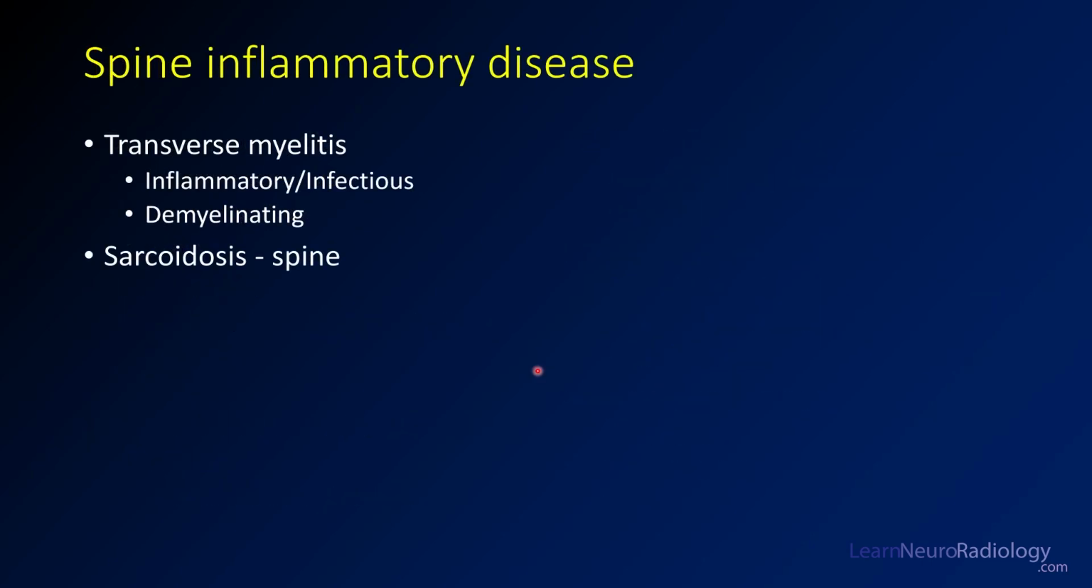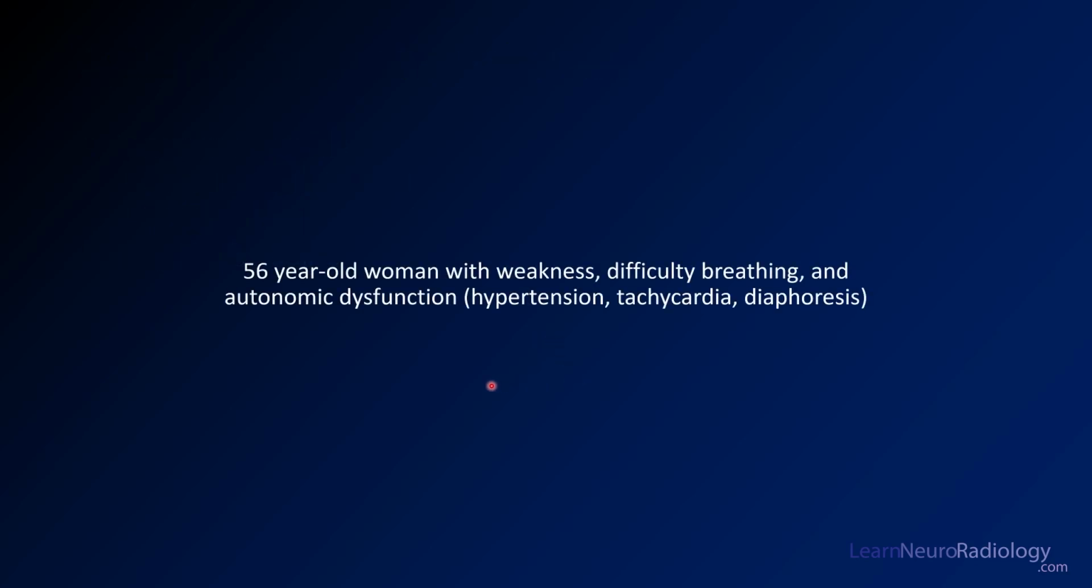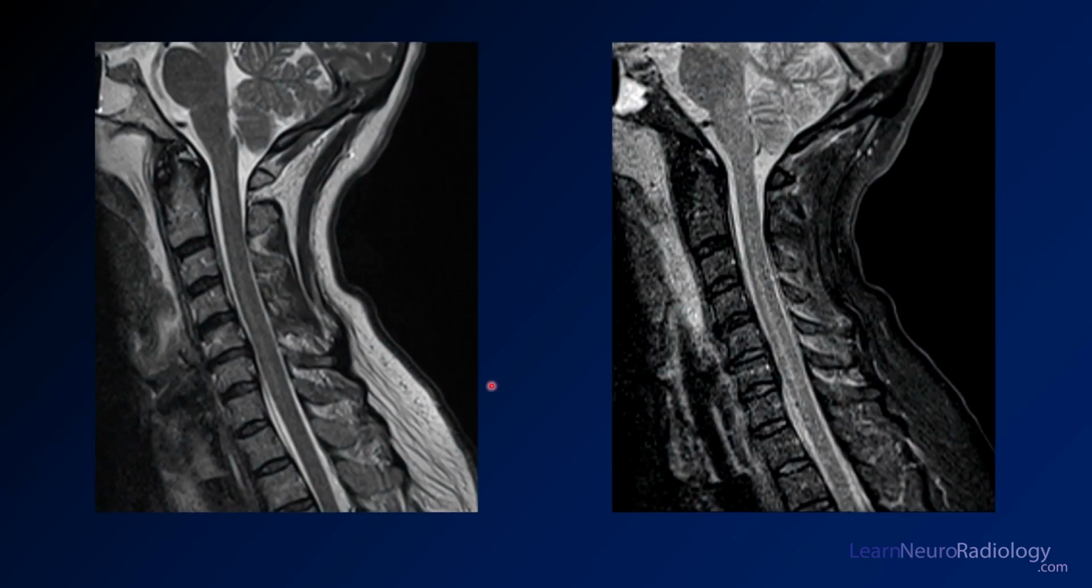So for spine inflammatory diseases, the two main things that you have to think about are transverse myelitis, which can be inflammatory or infectious, or a demyelinating transverse myelitis. Also, something that we see pretty frequently is sarcoidosis in the spine, and the spine is a relatively common location where sarcoidosis is manifested. So we'll start with this case of a 56-year-old woman who's got weakness, difficulty breathing, and autonomic dysfunction. And here you see some images from the cervical spine.